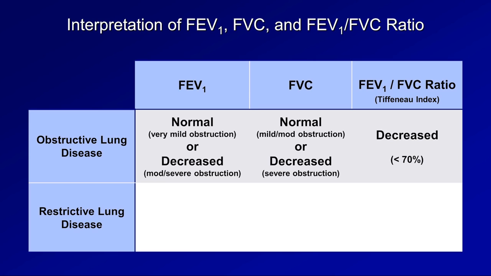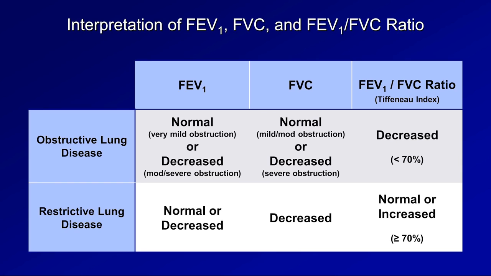In restrictive lung disease, the FEV1 is either normal or decreased, and the FVC is decreased. As the FVC is usually decreased to a similar or greater degree than the FEV1, the ratio of the two is either normal or increased. Use of the FEV1 to FVC ratio to distinguish obstructive from restrictive lung disease is literally the single most important thing to remember about interpreting PFTs.